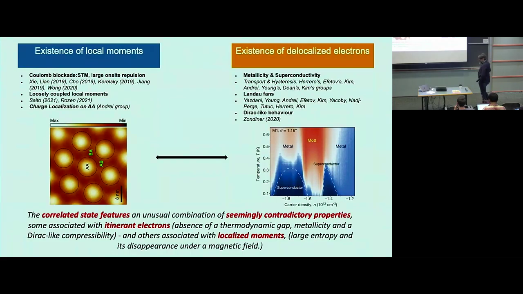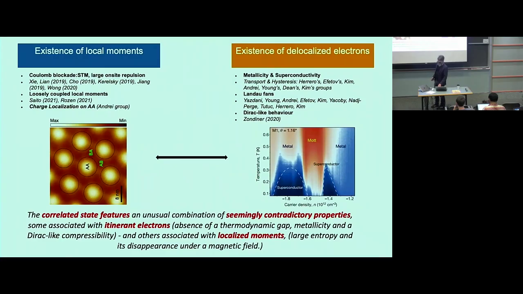And this experimental fact is basically a dichotomy between 2 different types of experiments, one that sees local moments and one that sees itinerant physics. Really this dichotomy was started by experiments here by Andreas' group with local moments and Shahalilani, and of course there are the delocalized electron experiments of Pablo, Dima, Philip, and also Andrea, and other people, such as Chern insulators, etc. So the moral of the story is really captured in this abstract, which says that the correlated state features seemingly contradictory properties, some associated with itinerant electrons and others associated with localized moments. So how do we understand that?